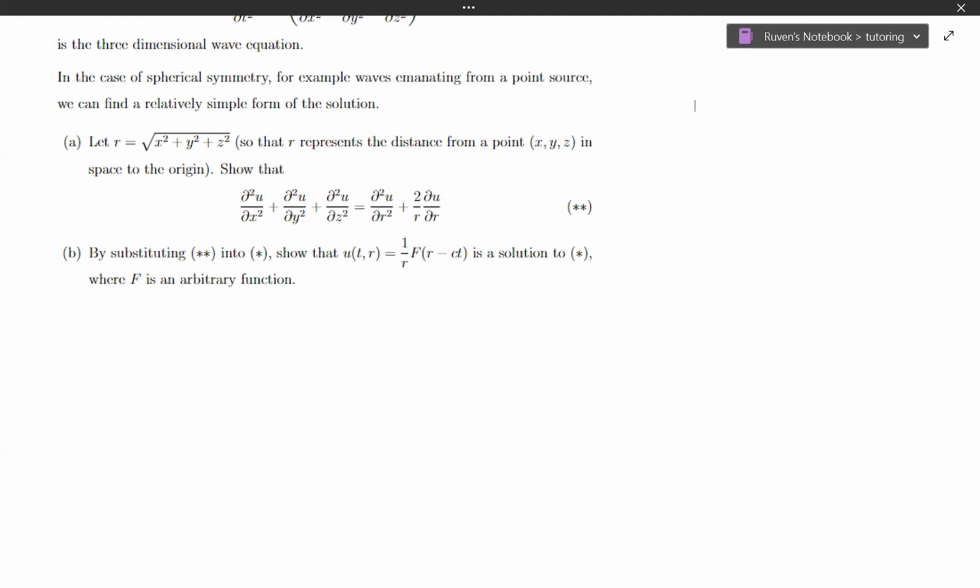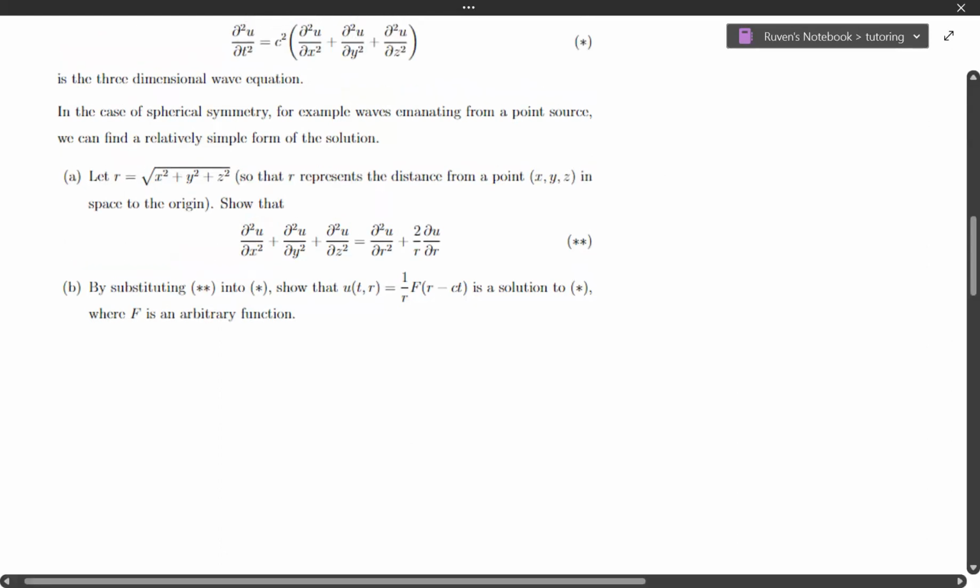the second partial derivative of u with respect to x, plus the second partial derivative of u with respect to y, plus the second partial derivative of u with respect to z, equals the second partial derivative of u with respect to r squared plus 2 over r times the partial derivative of u with respect to r. Anyway, show that, okay? So first what I will do is I will draw a chain of dependence.